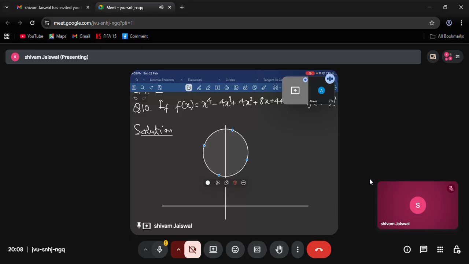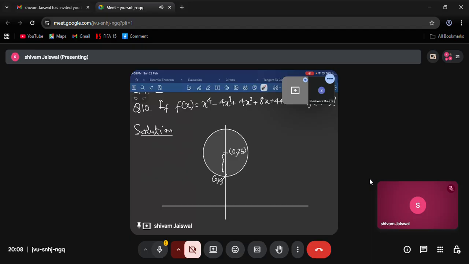And what is the radius? This point is 0,25. Radius is 15. So what are the coordinates of this point, the lowest point? 0,10. Everyone pay attention. This is an important problem. This kind of question can come in mains.